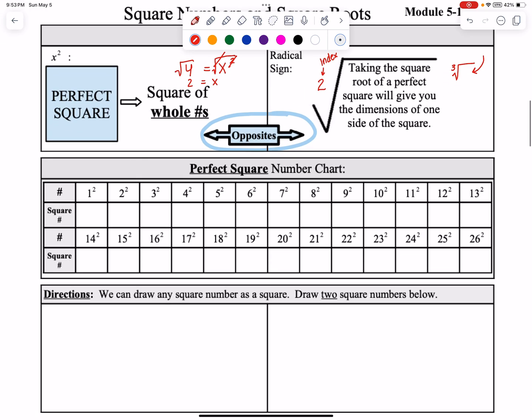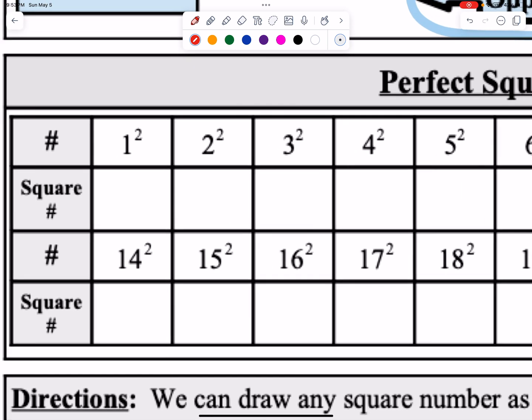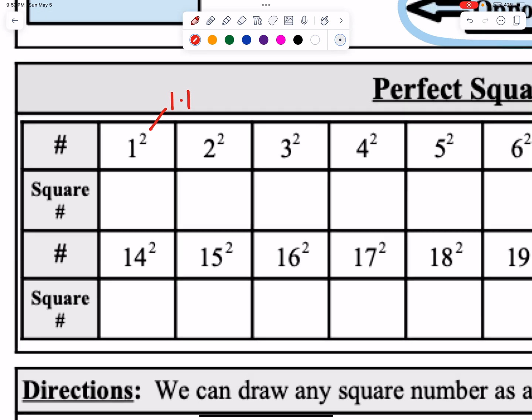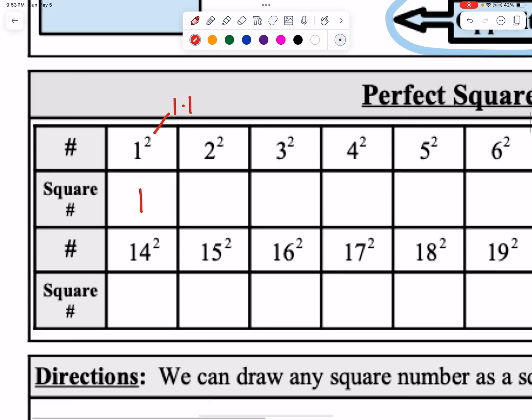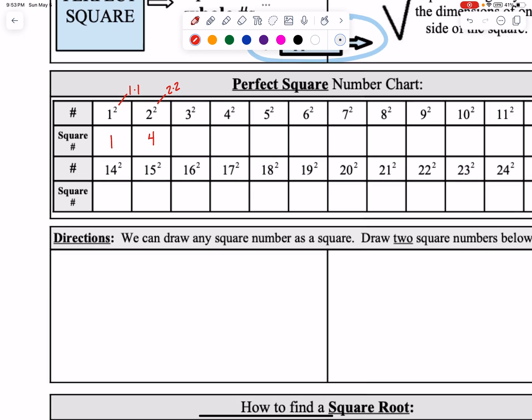All right, so let's go ahead and explore some perfect squares, meaning if we do a 1 times a 1, think about a 1 by 1. That's a square, right? So these create perfect squares. 1 squared equals 1. 2 squared, or 2 times 2, equals 4. Sort of picture a square with an area.